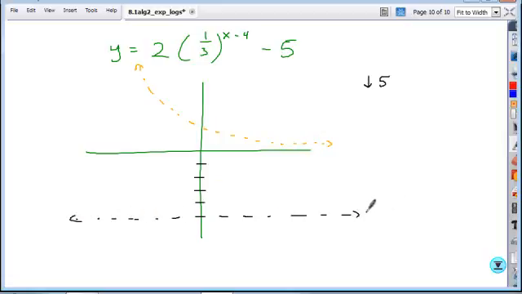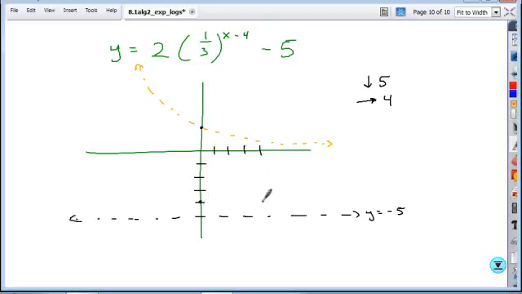What happens for our horizontal shift? Left or right? Remember, what value of x gives you a 0 in here? 4 to the right. So we're going to take this point and move it 1, 2, 3, 4, so this point moves all the way over here. Is there any shrinking or stretching occurring? Okay, so it's a stretch.